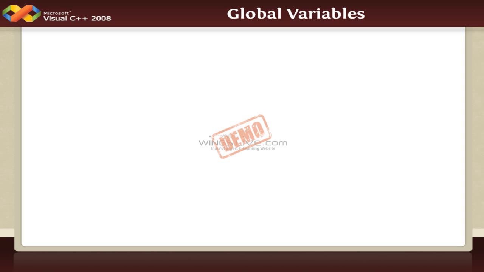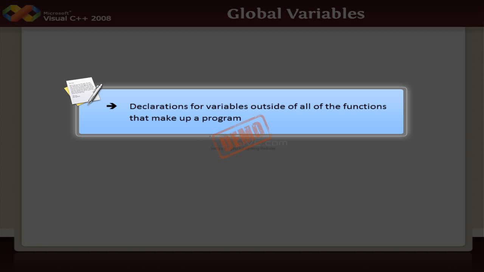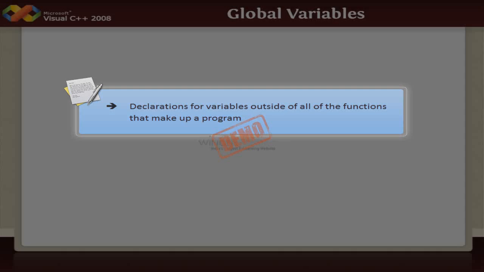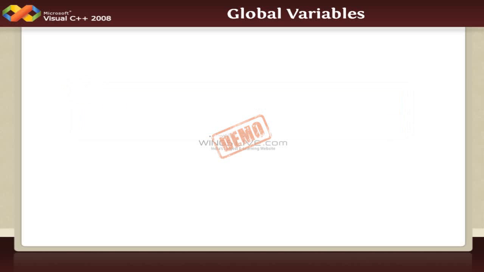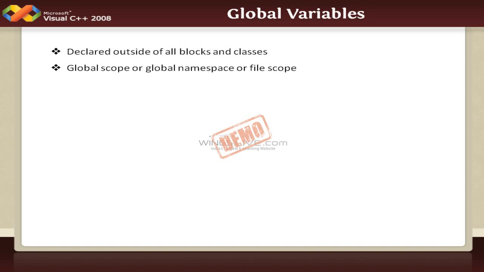Global variables. It is possible to place declarations for variables outside of all the functions that make up a program. To do so, we use global variables. Variables that are declared outside of all blocks and classes, we'll discuss those later, are called globals and have global scope, which is also called global namespace scope or file scope.